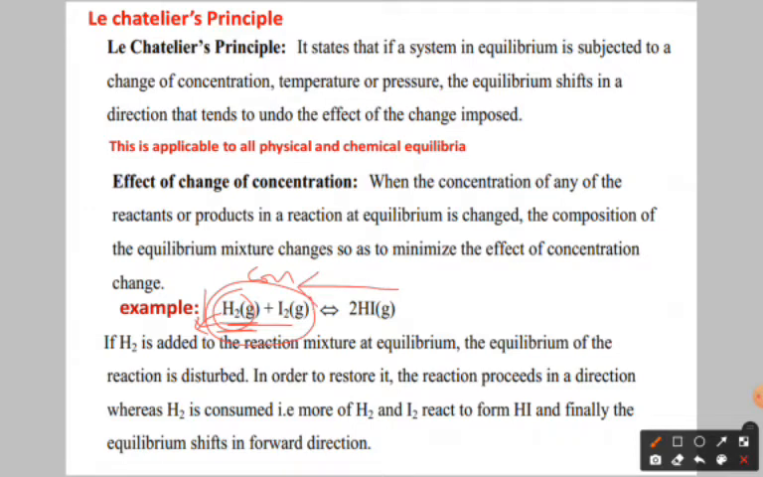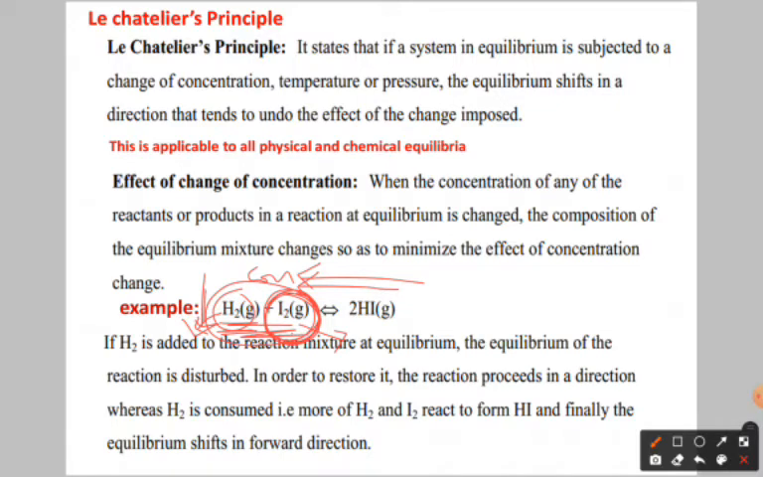Or if you remove the I2, by adding some reagent, because of that reagent you are going to remove the iodine. So again the concentration of reactant decreases, and again the backward reaction is going to take place. Why? Because the concentration is less.